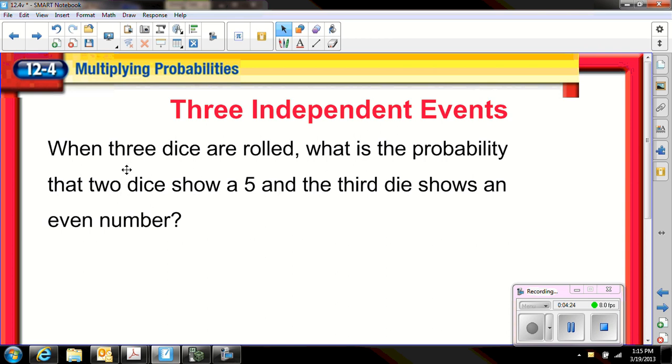So let's expand on the number of events we have. This time let's suppose we have 3 dice that are rolled. I want to know what's the probability that 2 dice show a 5 and the third shows an even number. All 3 of these dice are being rolled individually, so they're all independent of each other. Because they're independent, I can simply figure out the probability of each one happening.